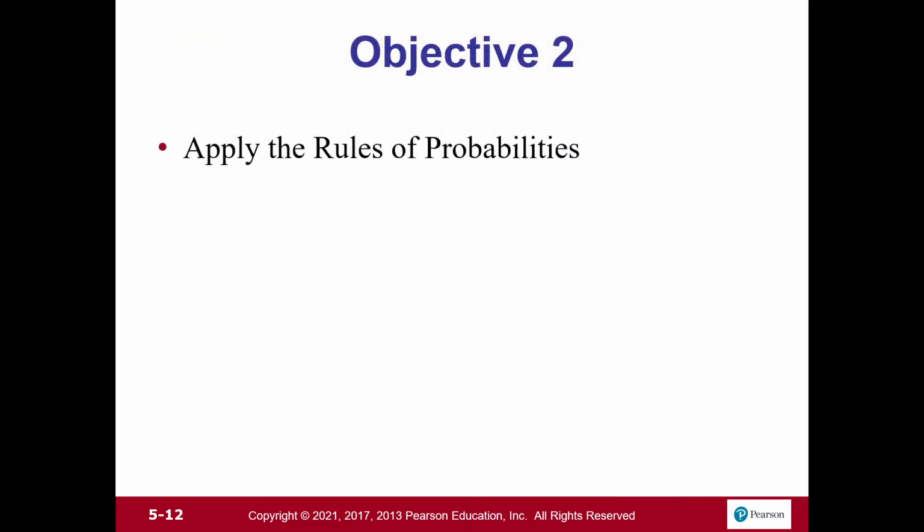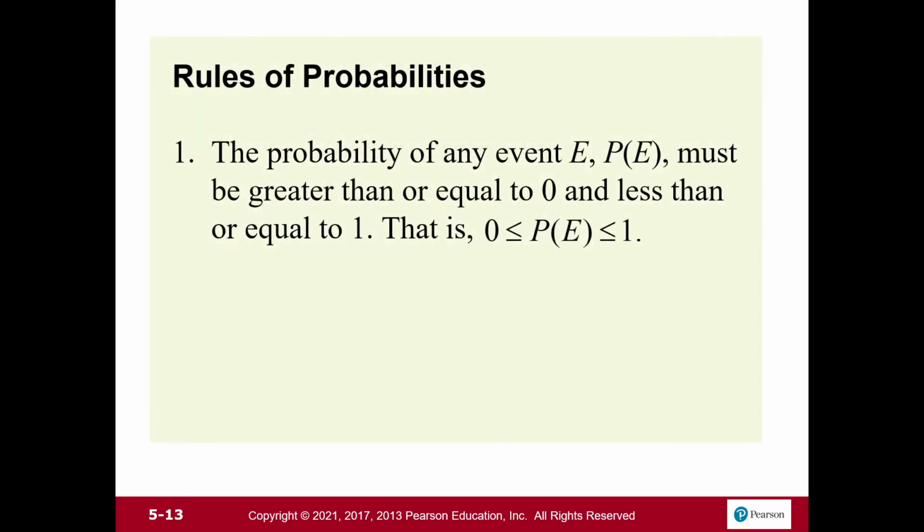All right, let's look on to the next objective. Apply the rules of probability. So the first thing you need to understand about probability is that the probability of some event must be greater than or equal to 0 and less than or equal to 1. So it's inclusive. It can be 0 or 1. The probability ranges from 0 to 1.